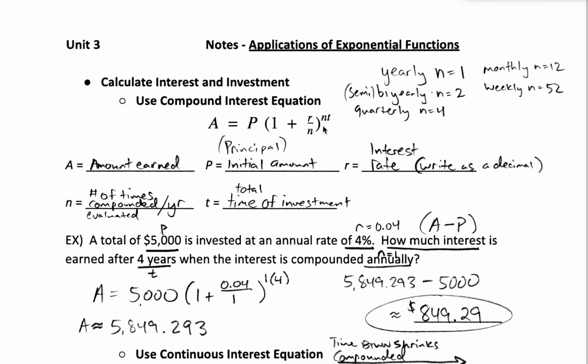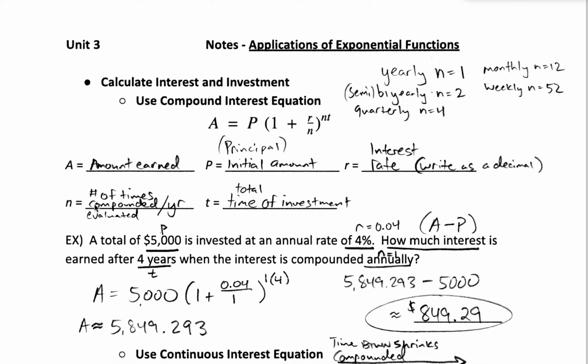So lots of different variables involved in this formula. So let's break those down. The A would be the amount earned, or the answer after you evaluate all of this. That would be the total amount in your bank account. The P is going to be our initial amount that we start with. It's called the principal. R is going to be represented by the interest rate, which is usually given to us as a percentage. But we're going to use it as a decimal in our equation.